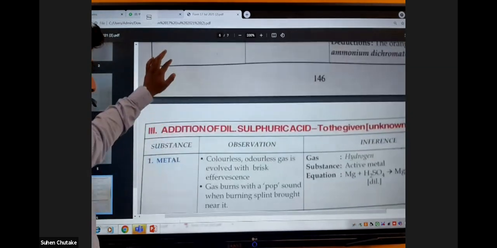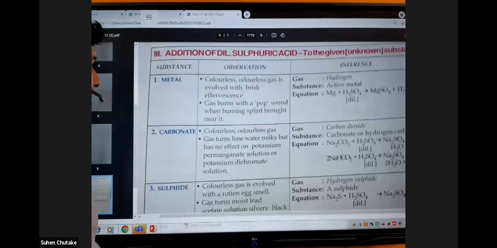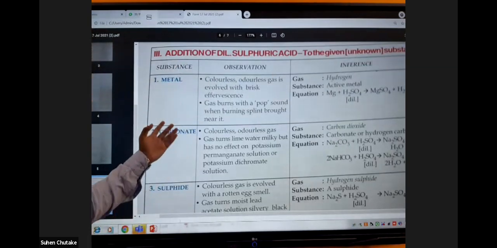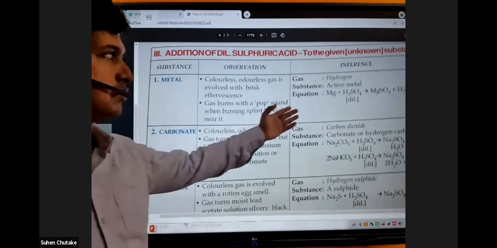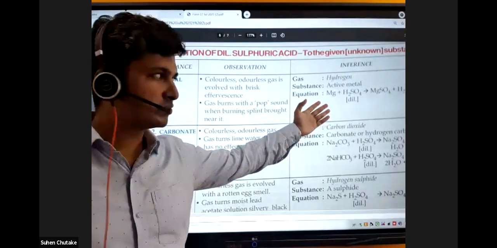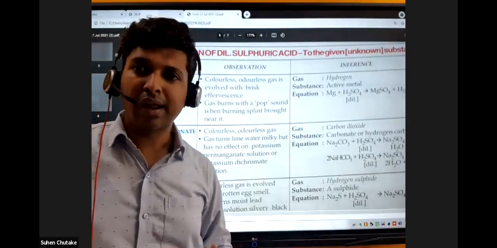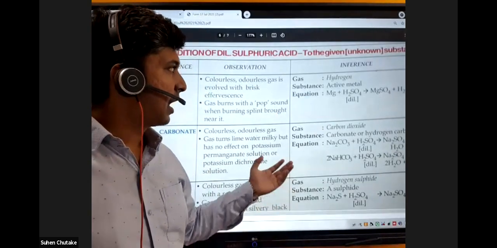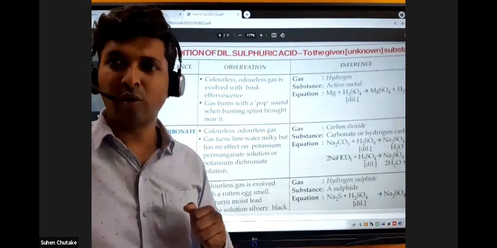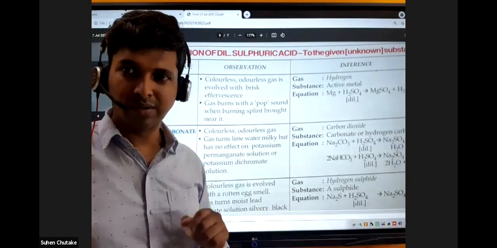Then you can see over here, we are having a metal, a metal carbonate and a sulfide. If you add sulfuric acid to these, what's going to happen? When you add sulfuric acid to a metal, hydrogen gas will be evolved. Hydrogen gas burns with a pop sound. Hydrogen gas is also able to extinguish a glowing splinter, and it is neutral to litmus.